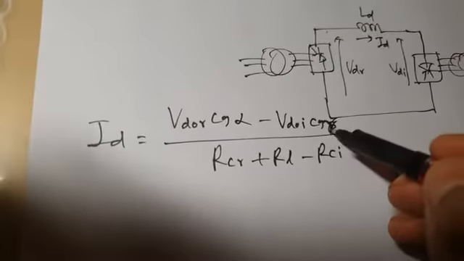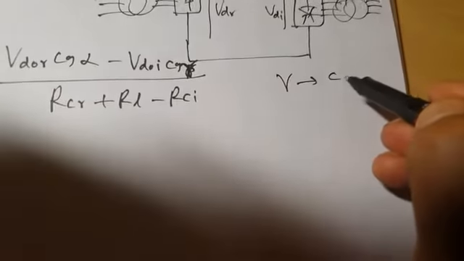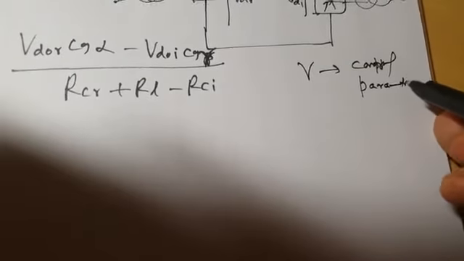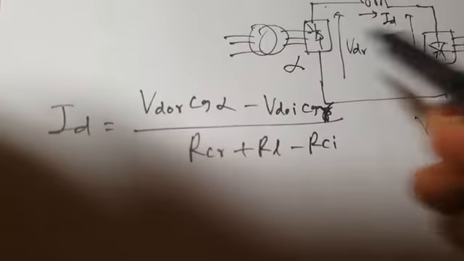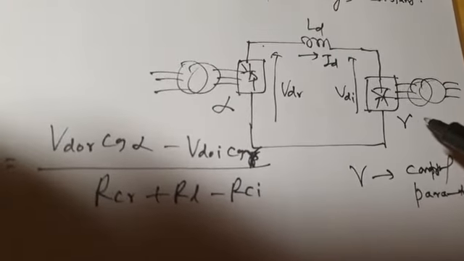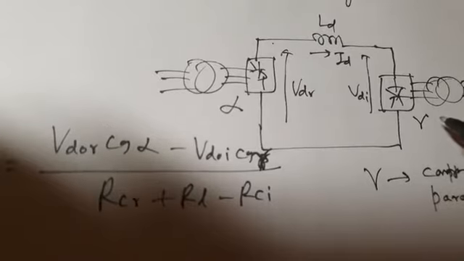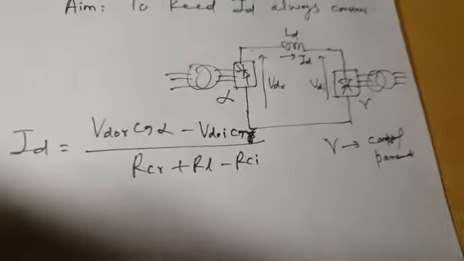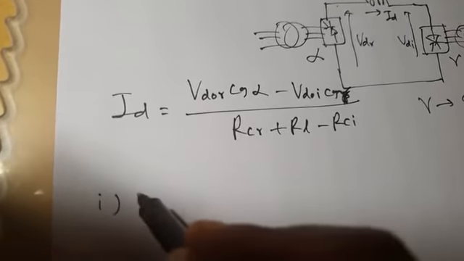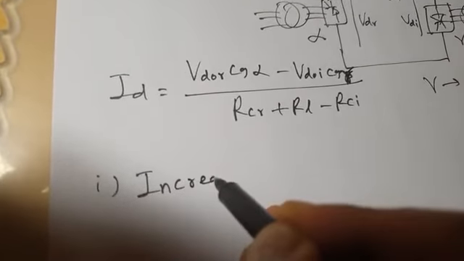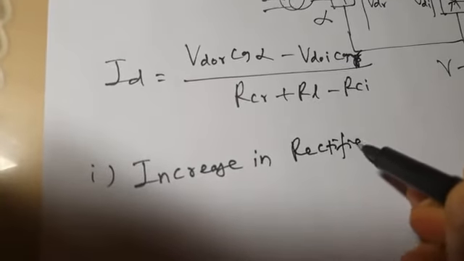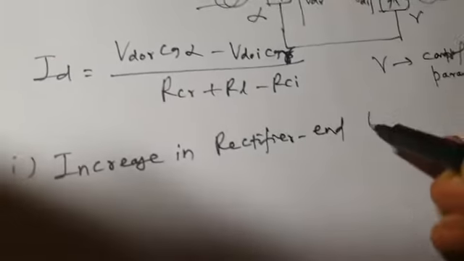Why cos gamma? Because gamma is our control parameter on the inverter side. On the rectifier side, alpha is the control parameter. On the inverter side, we have gamma as the control parameter. Gamma is always maintained constant at gamma min. That is called constant extinction angle control, CEA control. Now, let us see the effect of change in the voltage. Number one, increase in rectifier AC voltage.